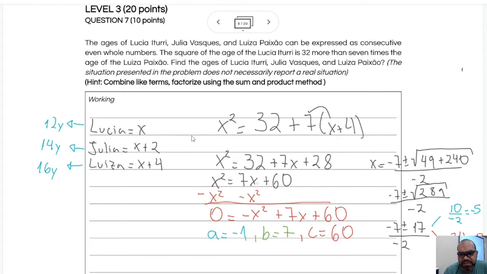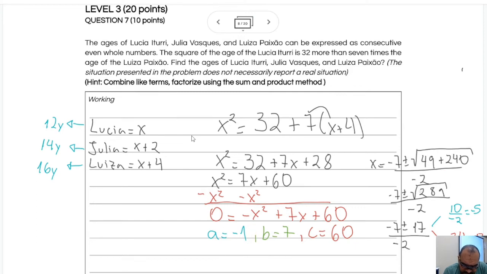And move x squared by the opposite, negative x squared. Now find A. A is negative 1, B is 7, C is 60. Plug in on the formula. Negative 7, because negative B, plus or minus the square root of B squared, 7 times 7, 49, minus 4 times negative 1, positive 4. Positive 4 times 60 is 240, positive 240. That's why it's positive here. 49 plus 240, 289. Divided by negative 2. Why? 2 times negative 1.